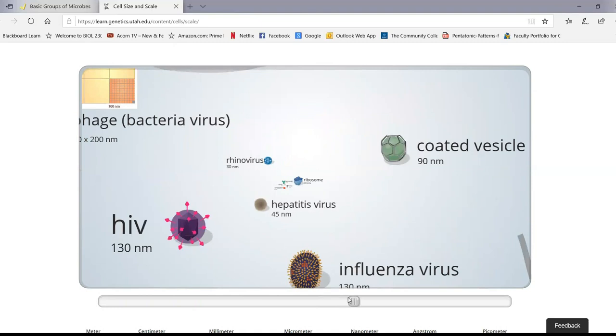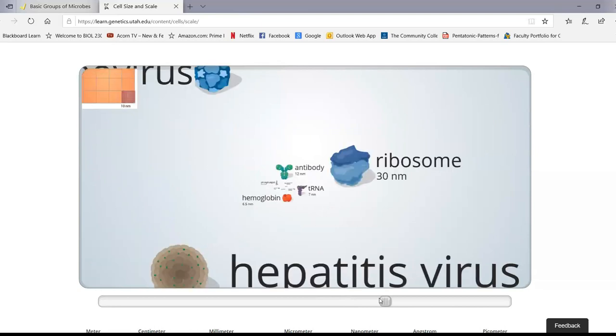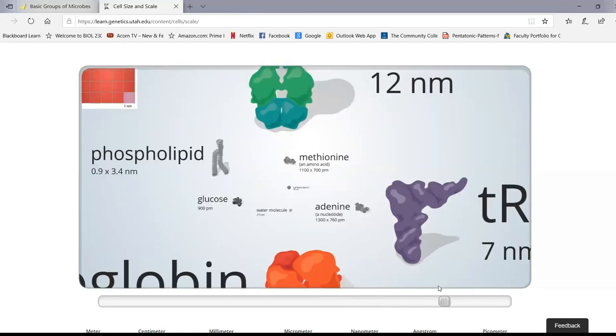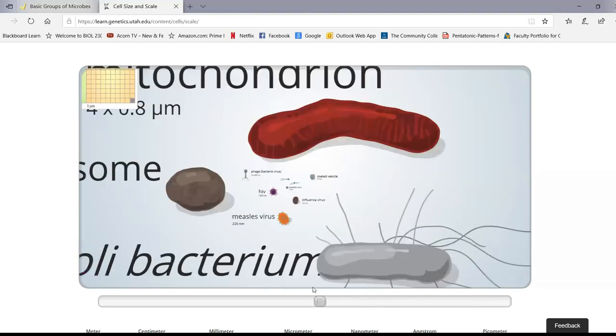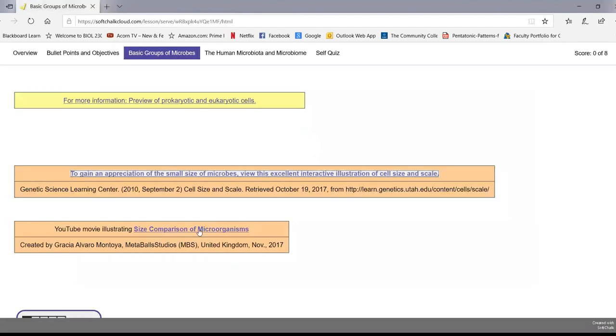Then we get into some smaller viruses like the hepatitis virus and the rhinoviruses that cause a lot of the common colds. And notice these are about the size of a human ribosome. And then we have an antibody molecule, some transfer RNA, a molecule of hemoglobin, some phospholipids, a glucose molecule, and all the way down to a carbon atom. So again, we get an idea of just how small these microbes are compared to things we can see with the naked eye. There's a nice little illustration here that shows viruses pretty nicely.